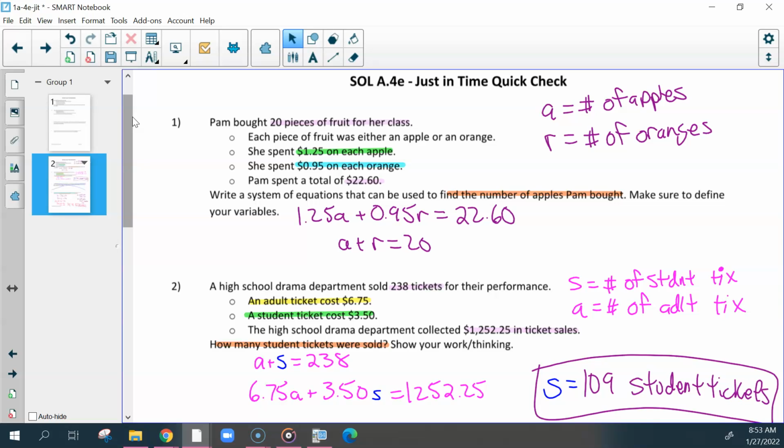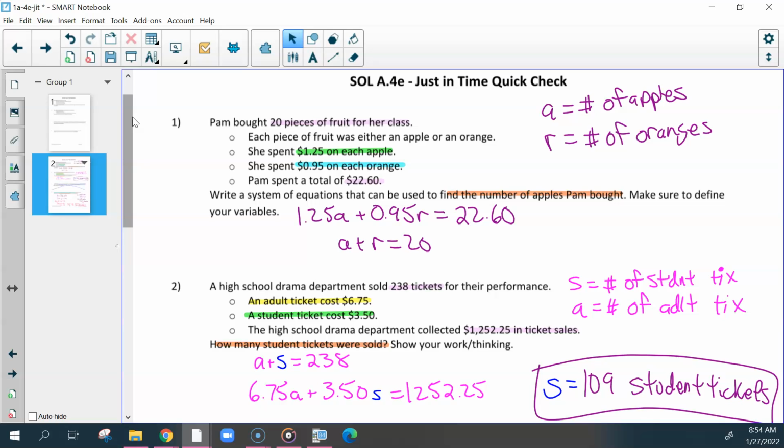Right, and then for this one, you just needed to write the equation. You could have solved this. I don't know what the answer would be if you solved it. But you just need to write your two equations. So one should have all of your money: 1.25A, or whatever you use, plus 0.95R, or whatever you use, equals 2260 would be 1. The other one should equal your total number of pieces of fruit, because A and R, or whatever you use, are both representing number of fruit. So A plus R equals 20 would be your other equation.